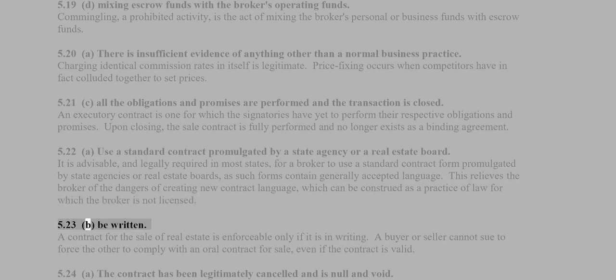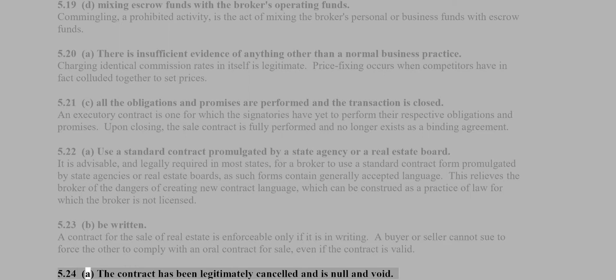5.23 B. Be written. A contract for the sale of real estate is enforceable only if it is in writing. A buyer or seller cannot sue to force the other to comply with an oral contract for sale, even if the contract is valid.